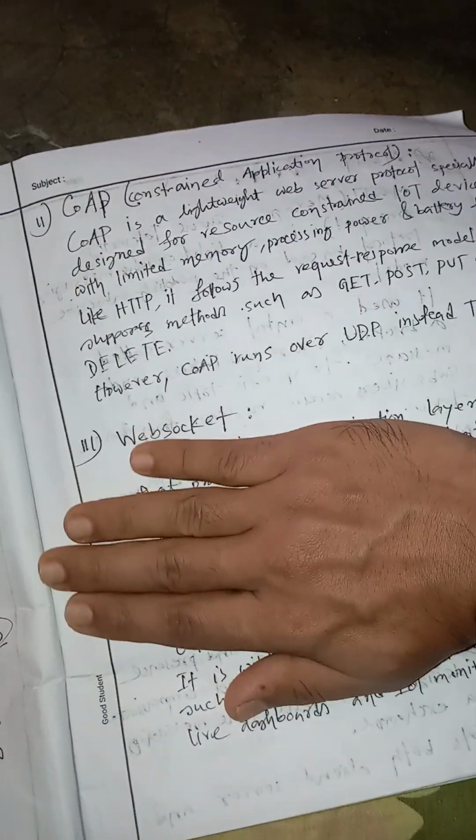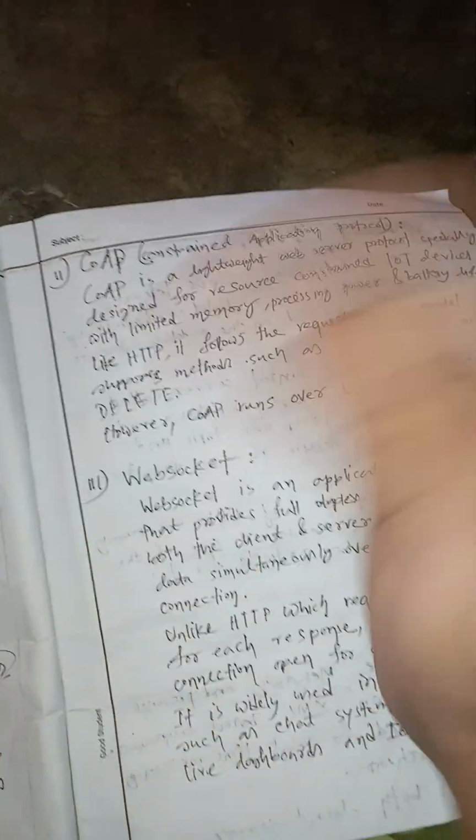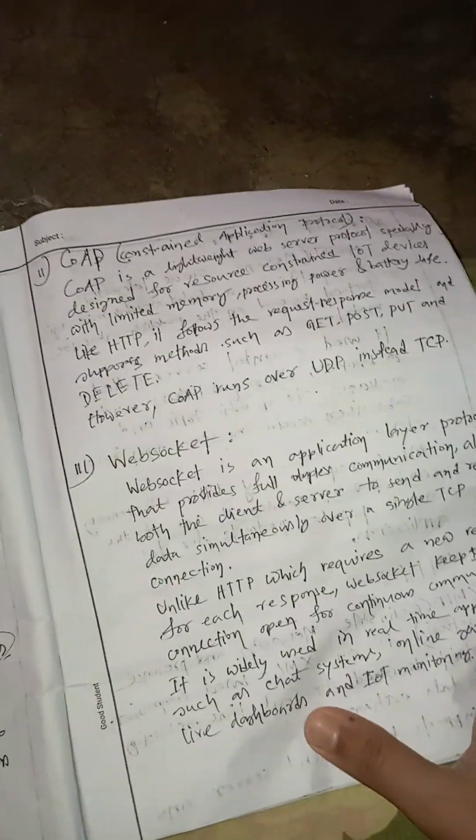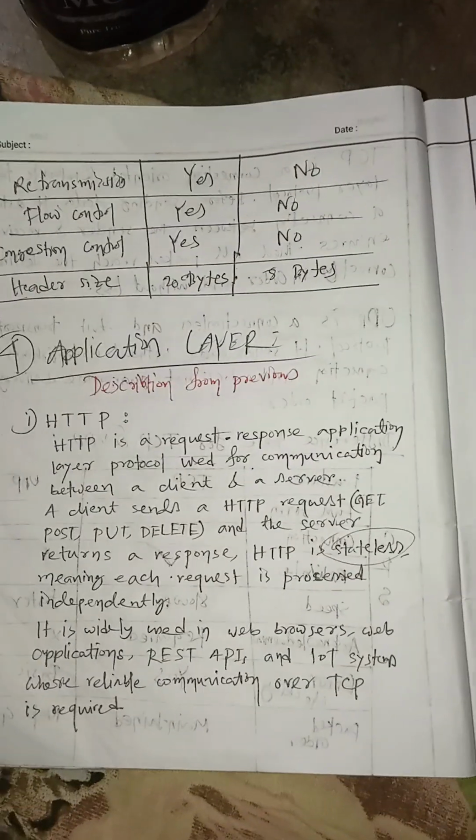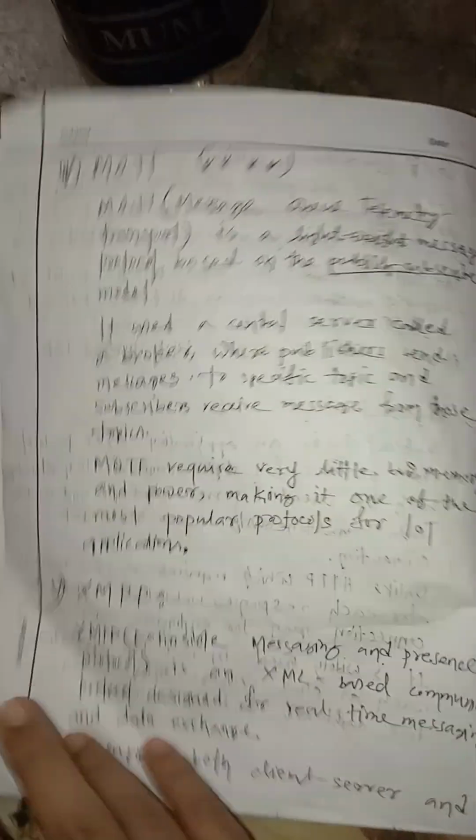WebSocket, what is the key? Bidirectional, full duplex. Bidirectional full duplex transfer layer protocol. Okay, application layer protocols are super difficult, and you have to spend more time on them.